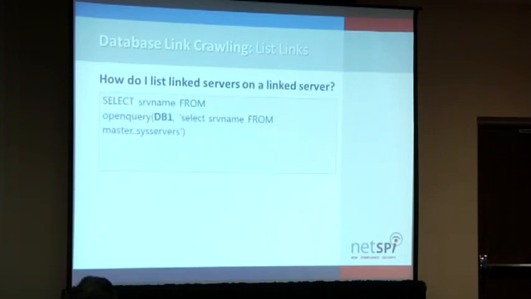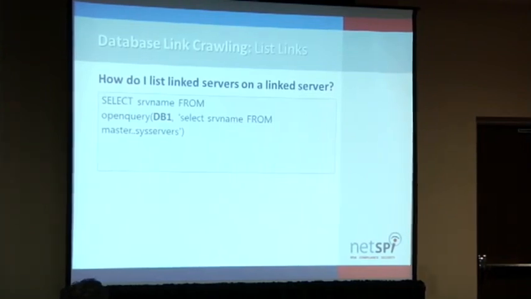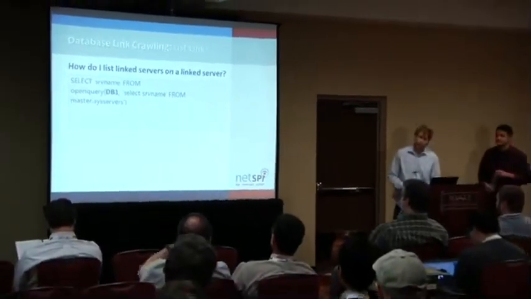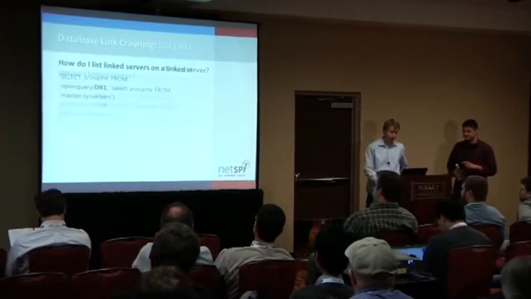So how do you use the OpenQuery? If you get access to database 1, or the initial database, you can select data from the linked server by using the OpenQuery. So you can do select server name from OpenQuery DB1 and then select server names from there. What this query actually returns is not the linked servers on the first server, but on the linked server.